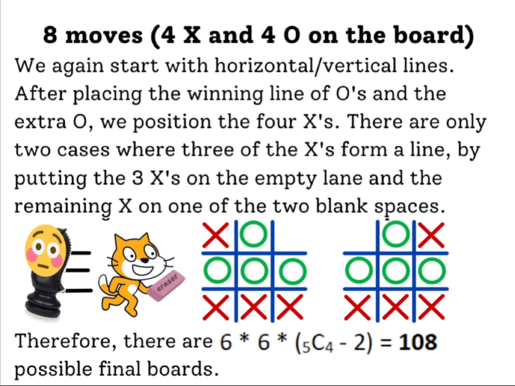8 moves, 4 x's and 4 o's on the board. We again start with horizontal or vertical lines. After placing the winning line of O's and the extra O, we position the 4 x's. There are only 2 cases where 3 of the x's form a line, by putting 3 x's on the empty lane and the remaining x on 1 O. Therefore, there are 6 times 6 times 5 choose 4 minus 2 equals 108 possible final boards.